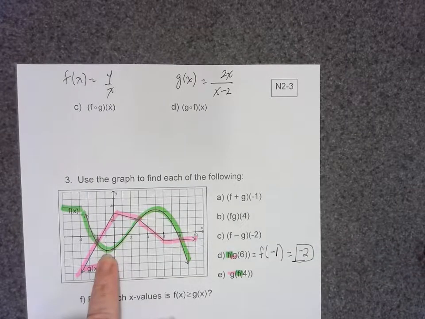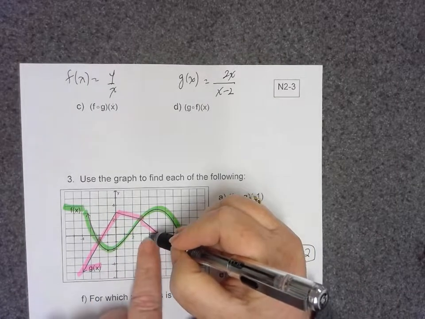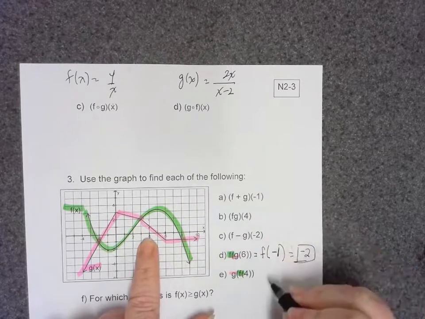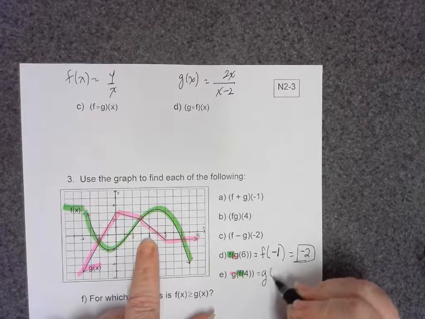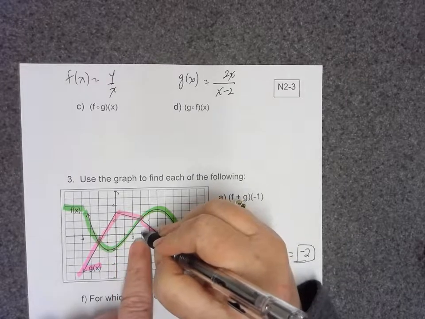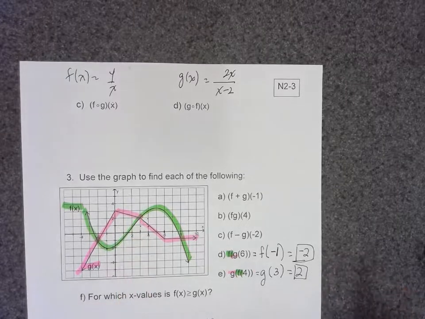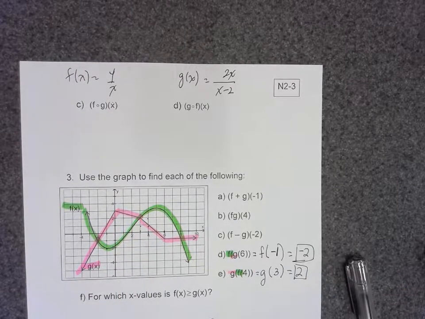Now we're going to find our f of g of 4. So we come over here to 4 and we go up 1, 2, 3. So we're really looking for g of 3. When we come over here to 3, the g of 3 is 2.